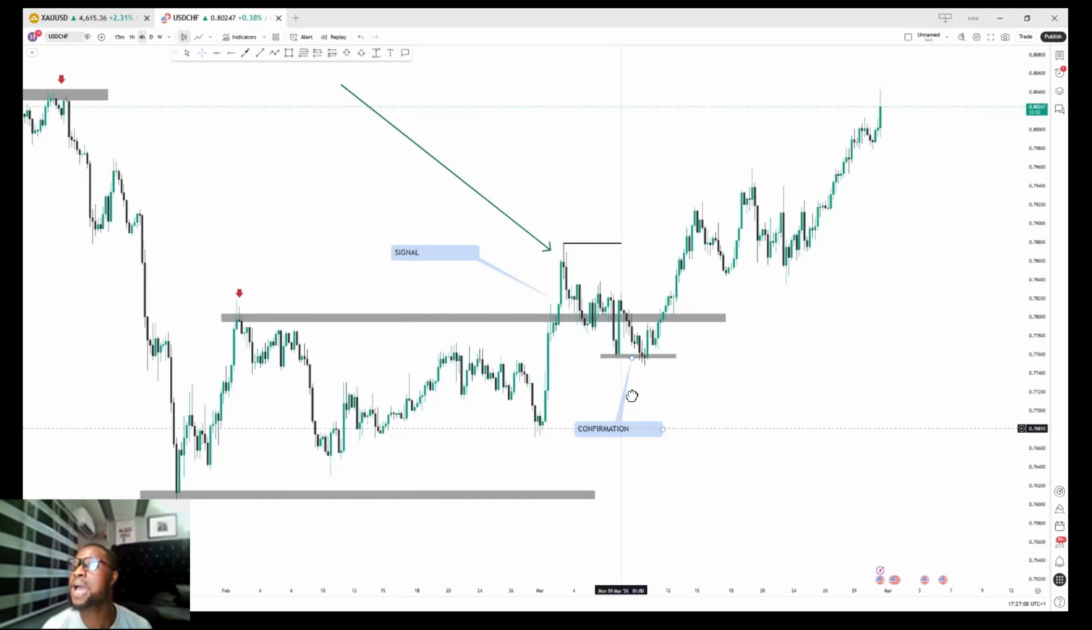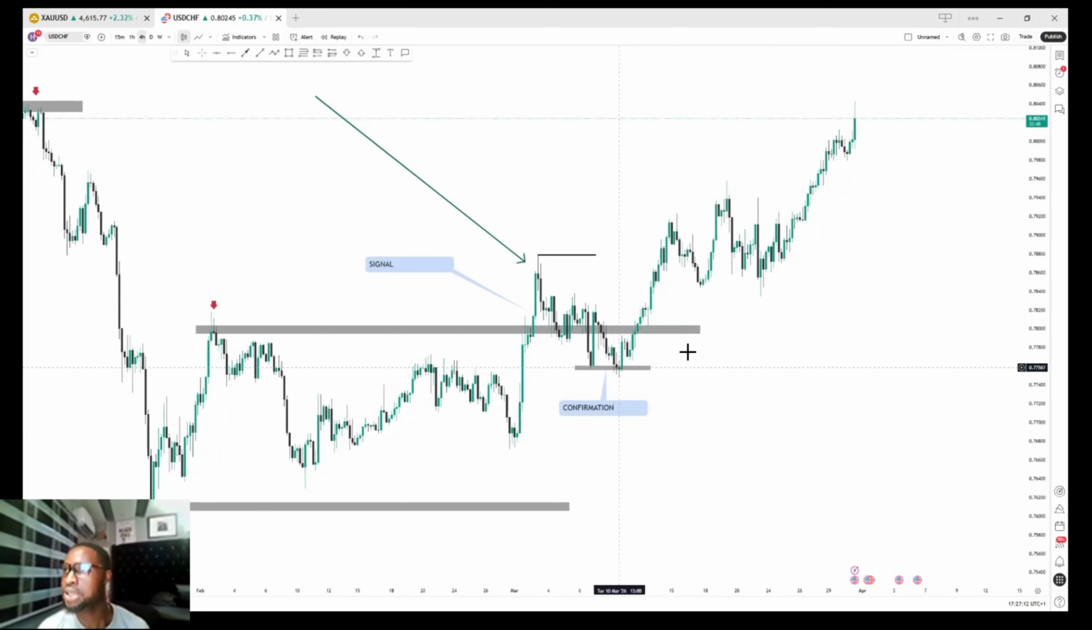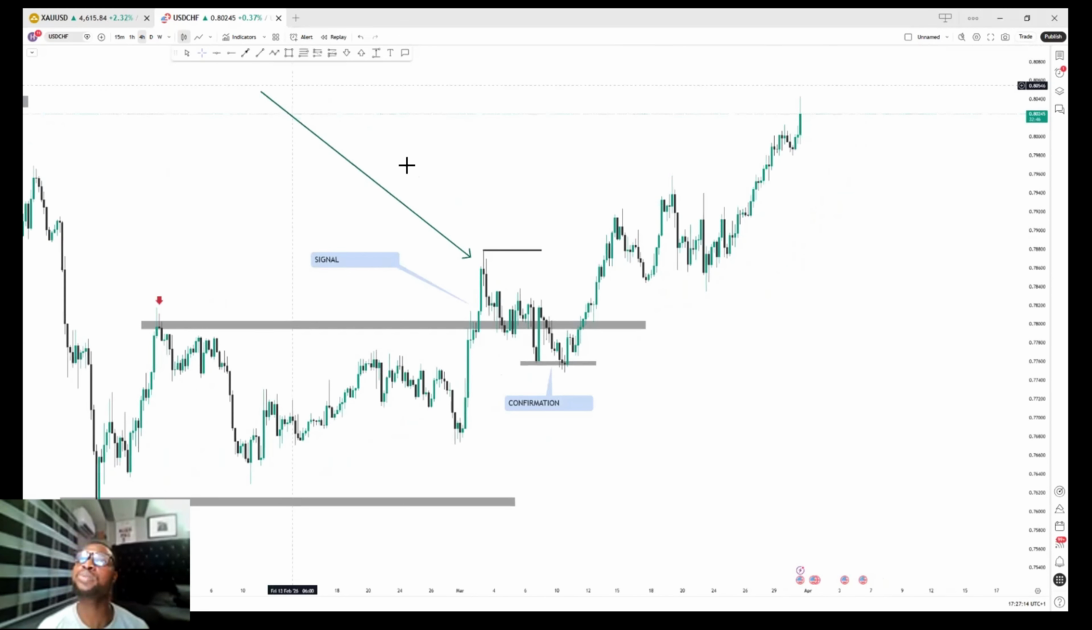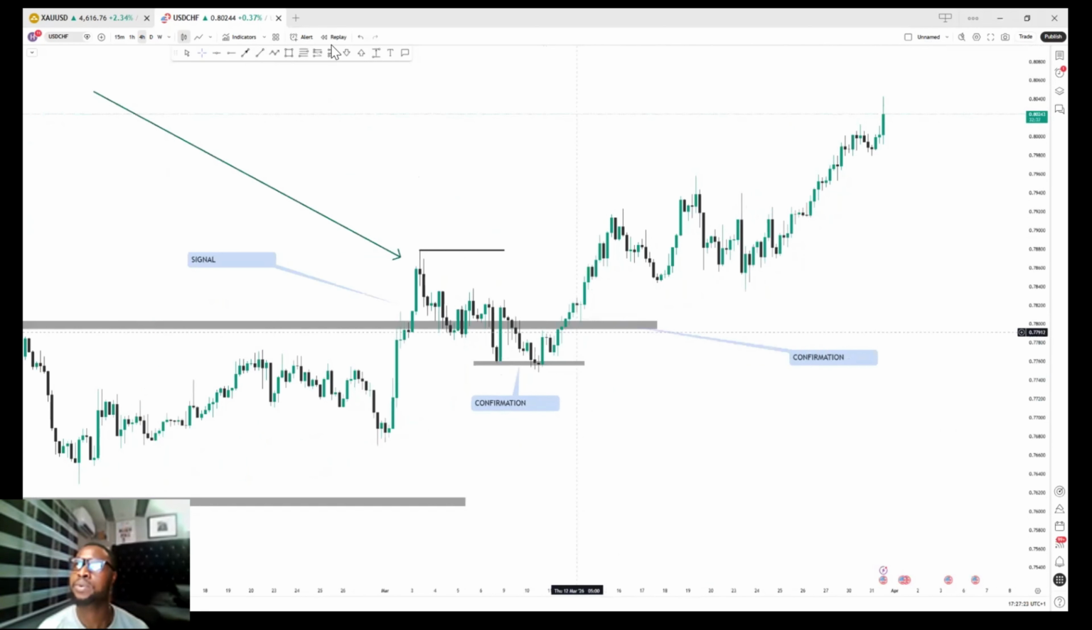You can see that buyers are holding the price in this level. Buyers are holding the price. Now this is going to be your continuation from this level right here. Okay, let me just highlight from this level right here. It's going to be your entry.